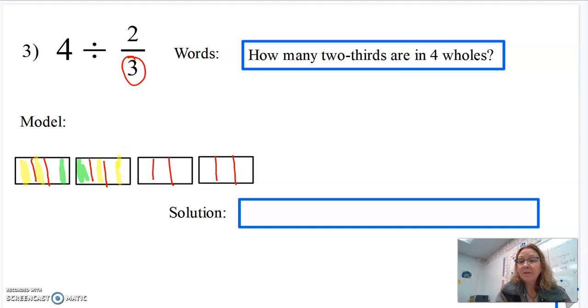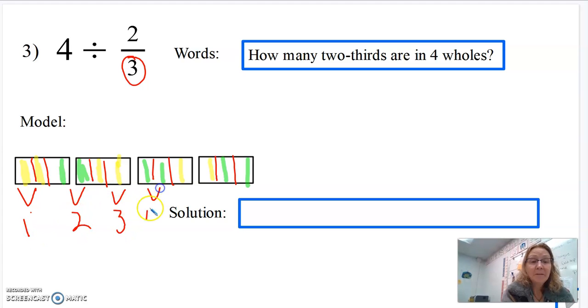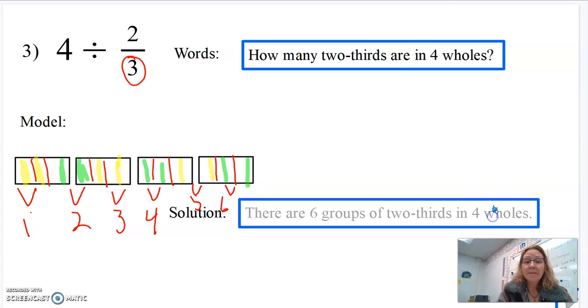1, 2, that's a third group. And then I've got a 4th group. Oh, this one's going to divide in evenly, right? Because I'm highlighting 2 pieces at a time. So now I have 1, 2, 3, 4, 5, 6. There are 6 groups of 2/3 in 4 wholes.